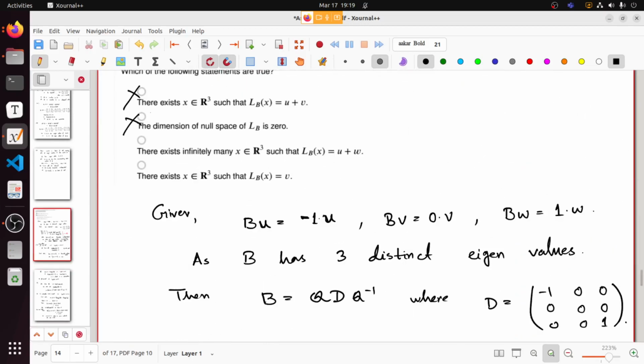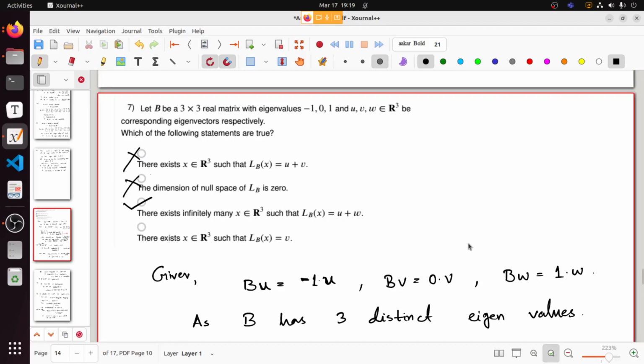So option number 3 is also correct. There exist infinitely many vectors which will map to u plus w. Okay, so option number 3 is done. So let's check option number 4.